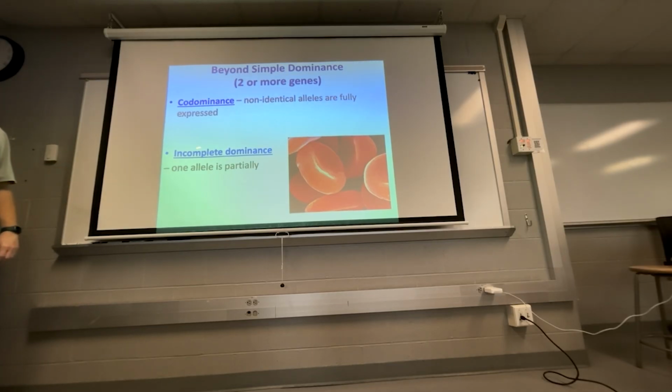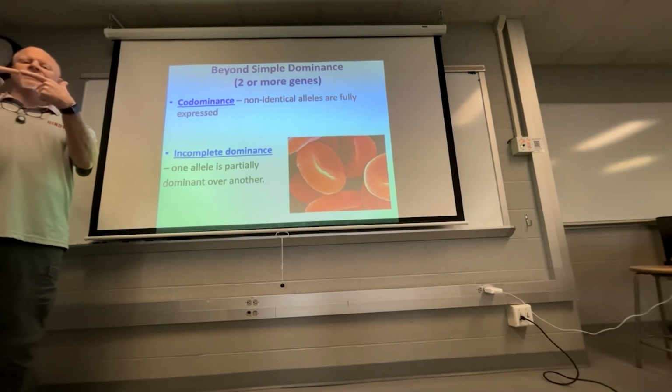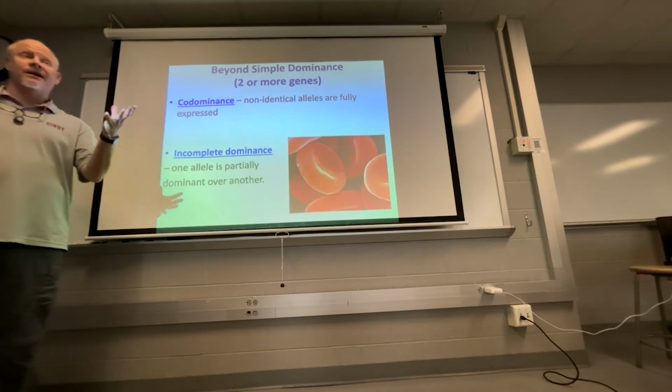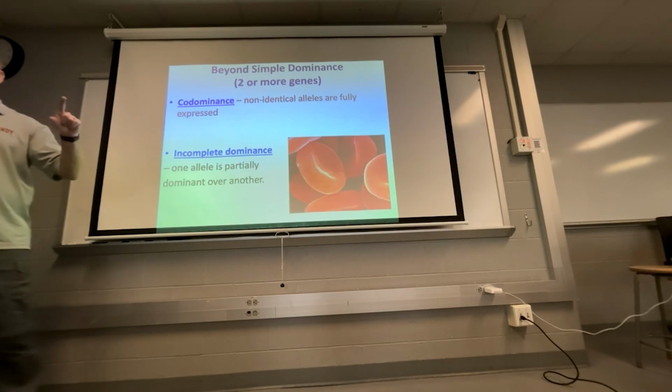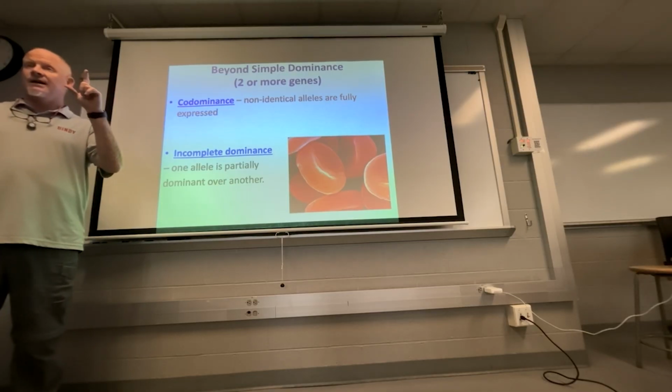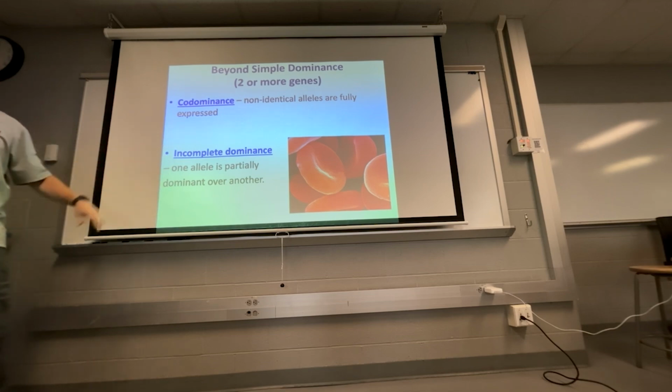With incomplete dominance, one allele is partially dominant over the other, or the two interact in some way to give you something really different, a completely different color. So if you see something in the offspring that is different than the phenotypes of the adults, either one, then you know you probably have something weird like this going on.